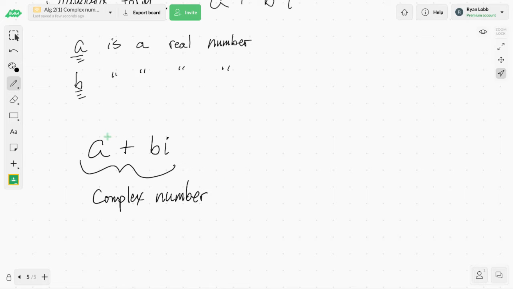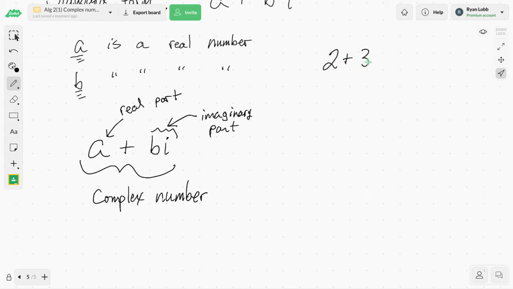Now, in particular, this right here, a, is called the real part of the complex number. And this right here, the bi, that's the imaginary part of the complex number. So you have a real part, a, and the bi is your imaginary part. Collectively, that's your standard form of a complex number.